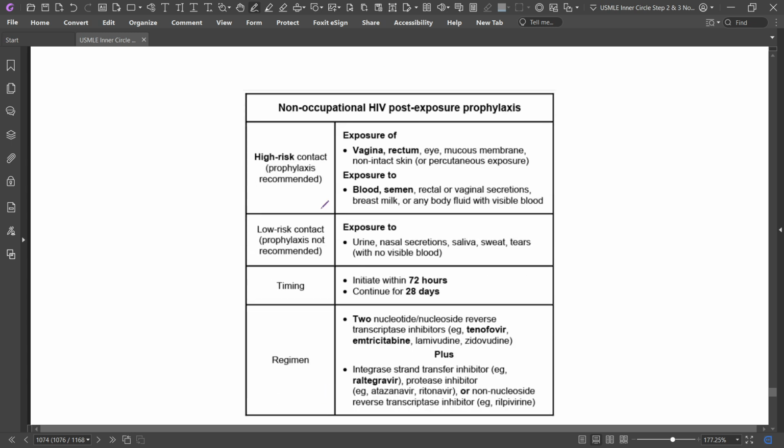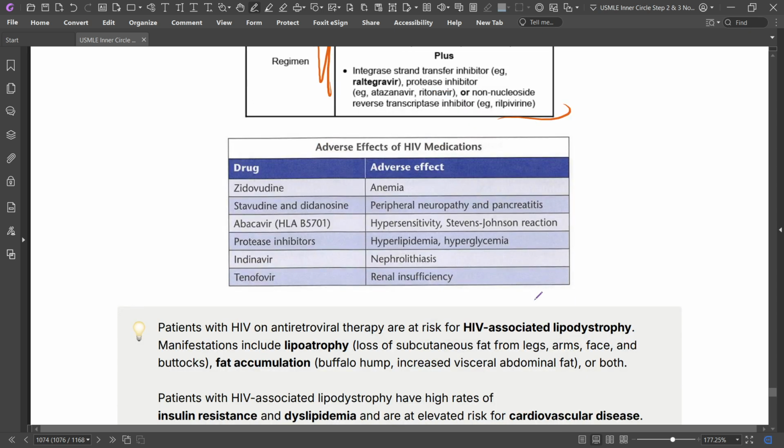Here, the main theme is the above box along with two nucleoside reverse transcriptase inhibitors. I have told you tenofovir, emtricitabine, plus an integrase inhibitor like raltegravir, dolutegravir, or elvitegravir, or a protease inhibitor can be given, or an NNRTI like nevirapine can be given. So that is a way of giving. Zidovudine can cause anemia, stavudine peripheral neuropathy and pancreatitis, abacavir hypersensitivity and Stevens-Johnson, indinavir nephrolithiasis, tenofovir renal insufficiency.